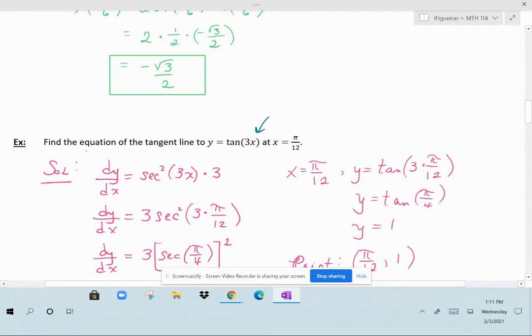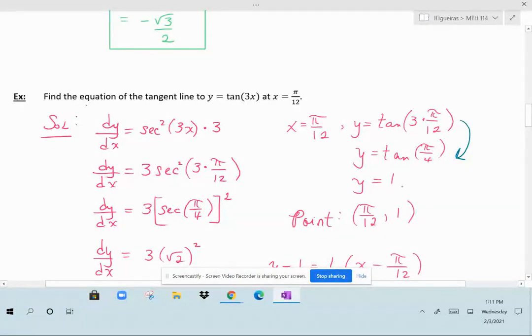And that's actually what I did here on the right. When x is equal to pi over 12, y is equal to tangent of 3 times pi over 12, which is equal to the tangent of pi over 4. Remember, pi over 4 is a 45-degree angle, and the tangent at 45 degrees is 1. So the point we are going to use is pi over 12, 1.